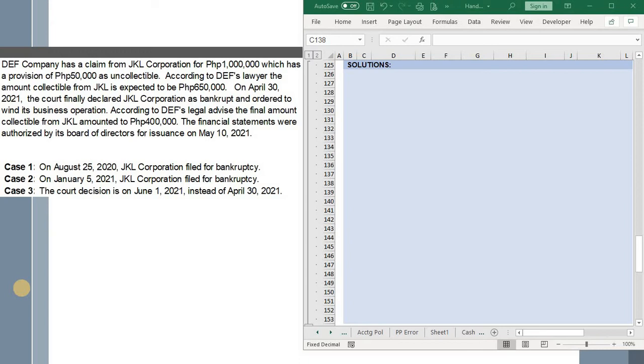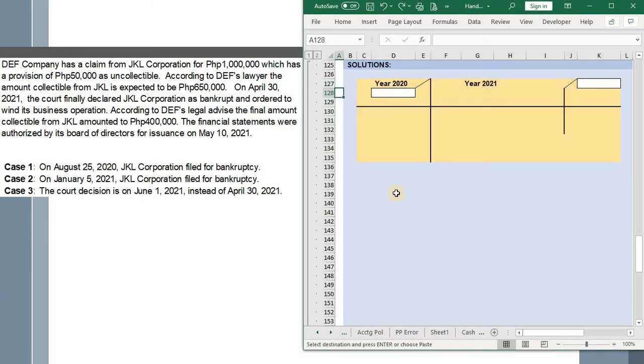So first, let us answer case 1. For case 1, on August 25, 2020, JKL Corporation filed for bankruptcy. Again, the claim of DEF Company from JKL Corporation is already outstanding in 2020, and JKL Corporation has been declared bankrupt by the court in 2021. Since there is an event that occurred after the reporting period, we need to determine the two important dates to determine whether this event is an adjusting event or a non-adjusting event.